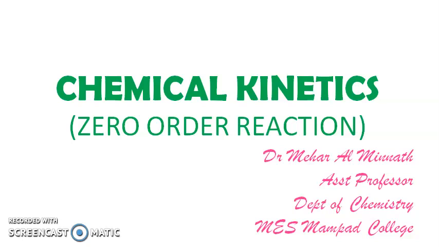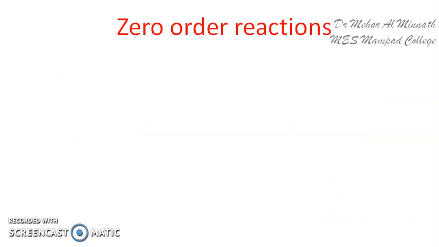Let's have a look at the kinetics of zero order reaction. Now you know that the order of a reaction is the sum of the powers of the concentration terms of the reactants in the experimentally determined rate equation for the reaction. Now let's see one or two examples of zero order reactions.